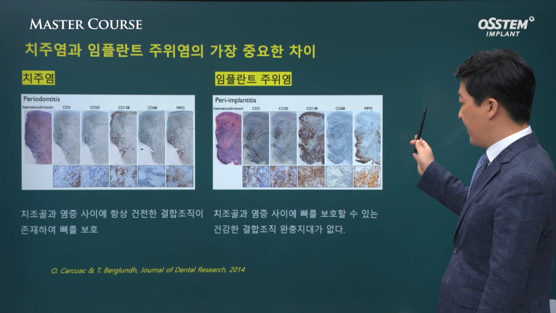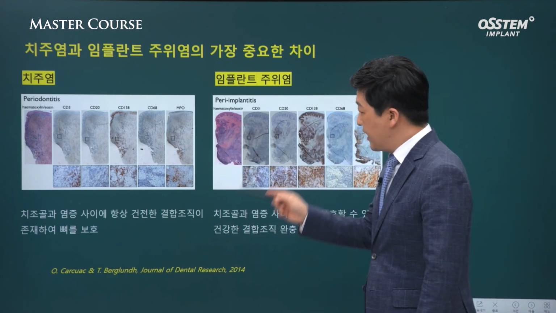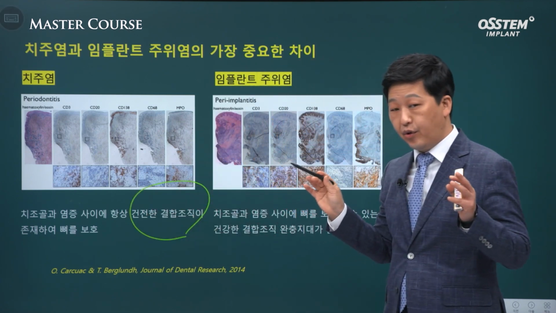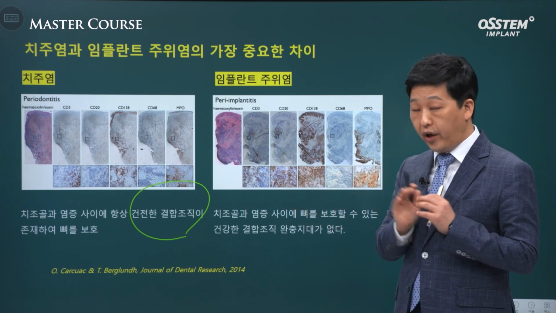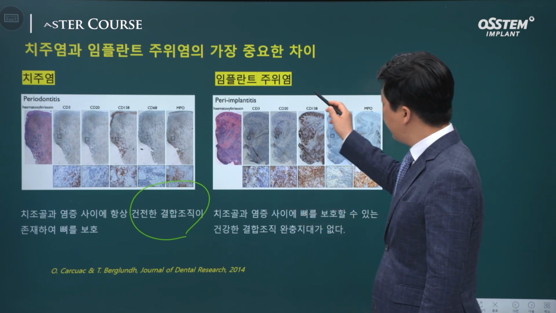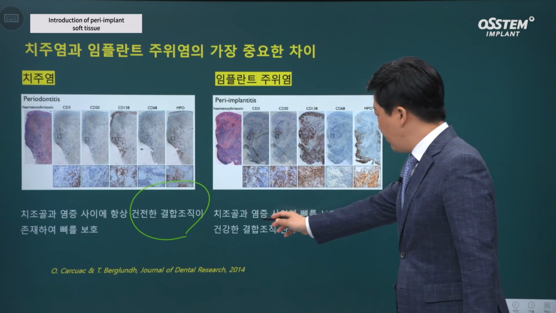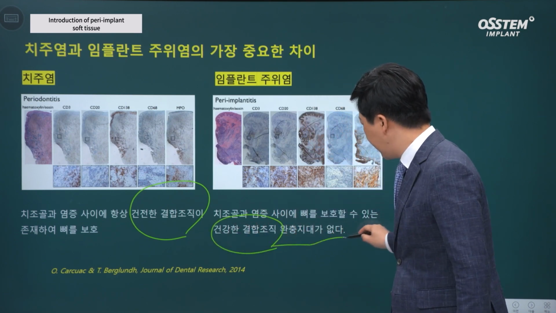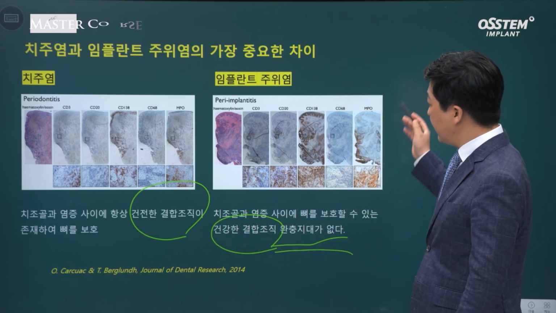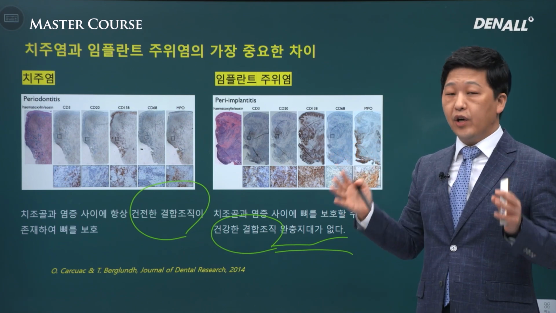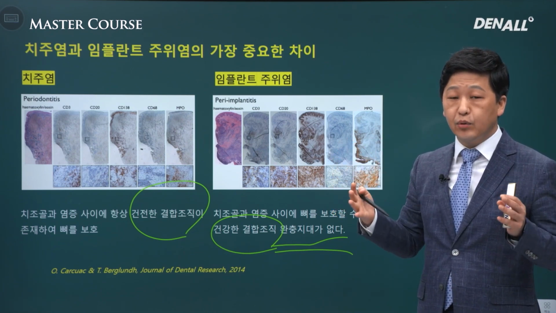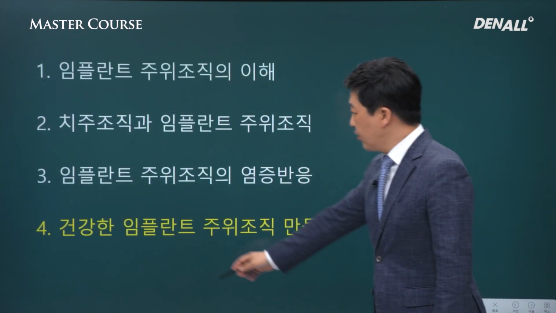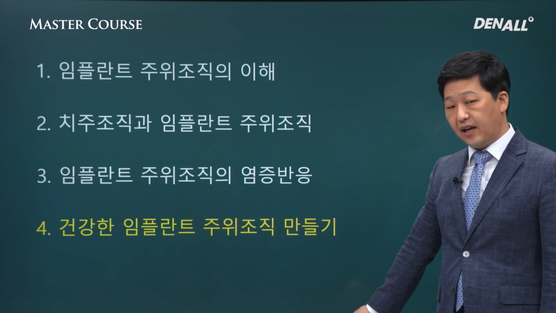The biggest difference between periodontal disease and peri-implant disease is that in the case of periodontal disease, there's always healthy connective tissue between alveolar bone and inflammation, and it protects the bone. In the case of peri-implant disease, the healthy connective tissue in between alveolar bone and inflammation does not exist. Once peri-implantitis occurs, it progresses much faster and the severity of it will be worse. Then how can we make healthy peri-implant tissue?